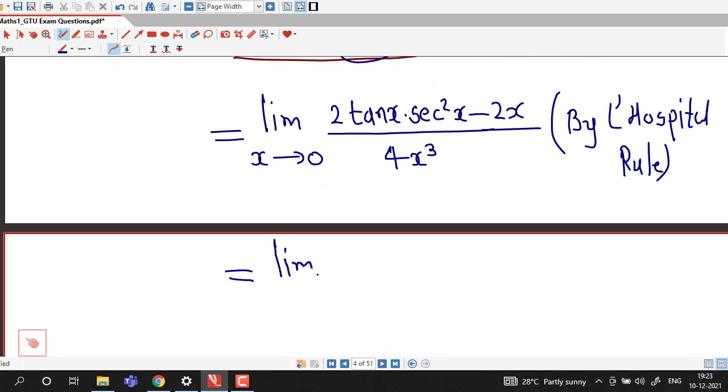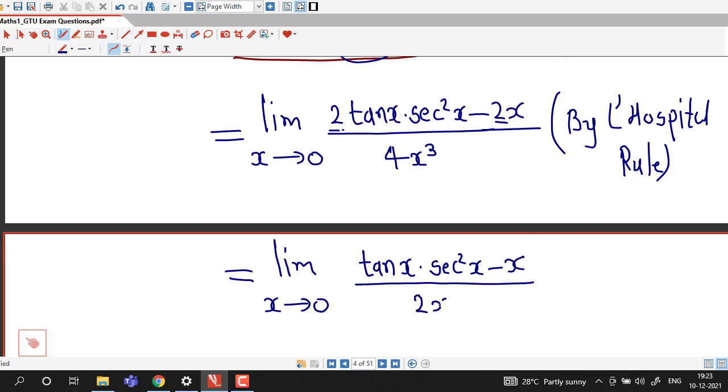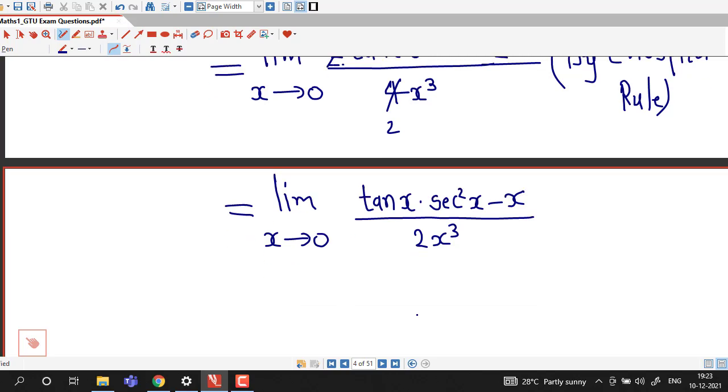So this becomes limit x approaching 0. We can cancel out 2 here. So we have tan x times sec square x minus x divided by 2 times x cube. So we have cancelled out these 2. So there will be 1 2 here.